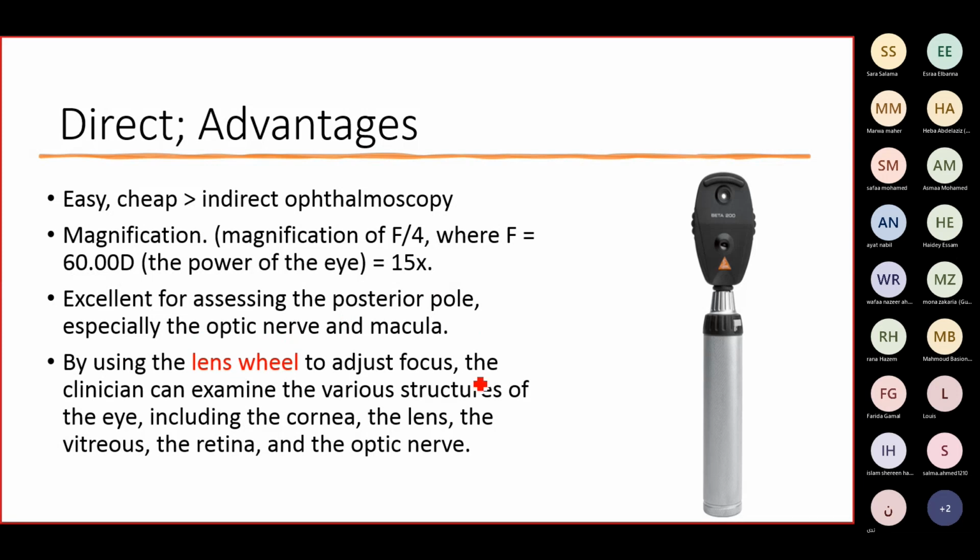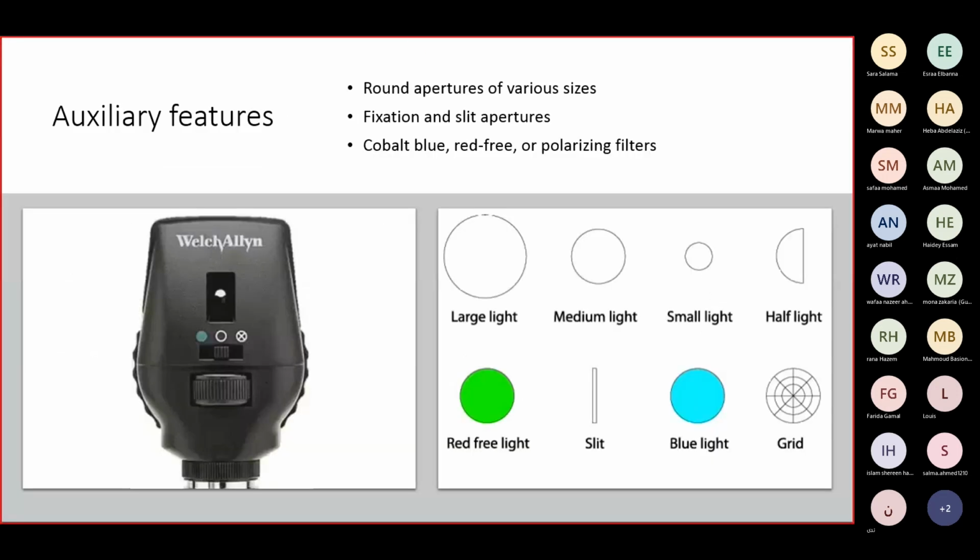The lens wheel allows you to adjust the focus, so you can use it for examining the anterior segment. If you want to examine the anterior segment, just dial more plus lens and the focus will become anterior, and you'll be focused on the anterior segment rather than on the retina. Okay. It has auxiliary features like, for example, an aperture of variable size. You can change that from that wheel, using a large size, medium size, small size, or a grid or a slit of light if you wish.